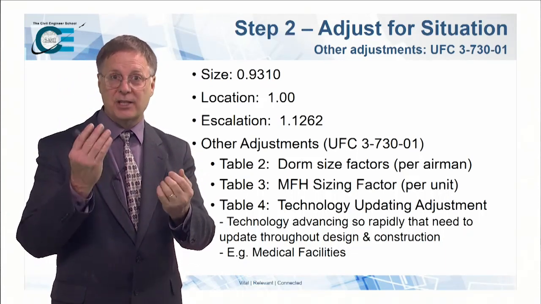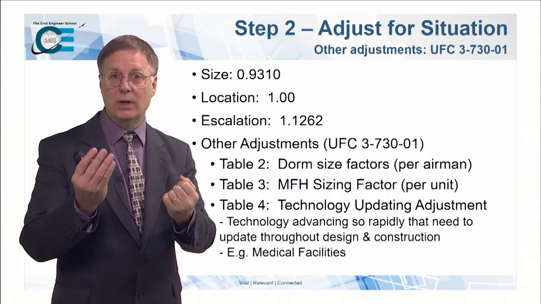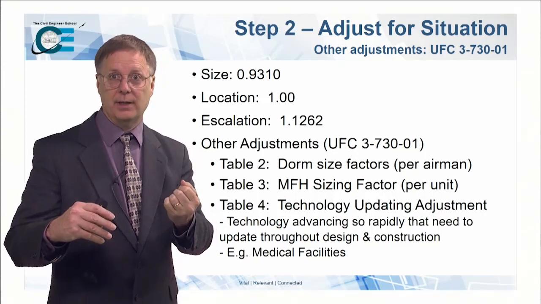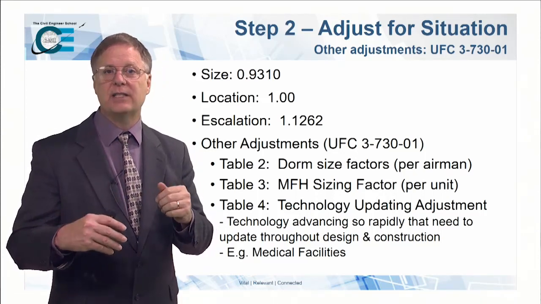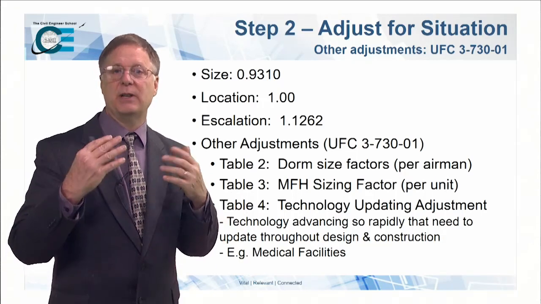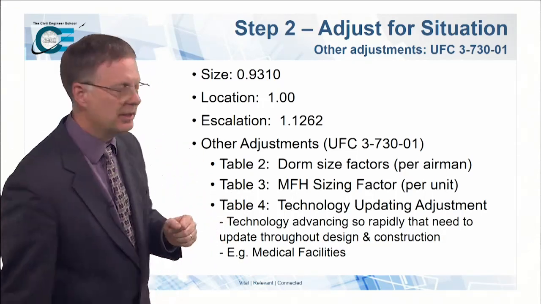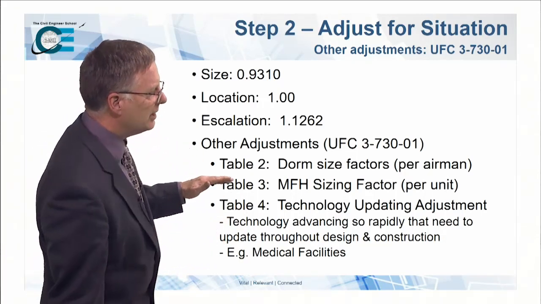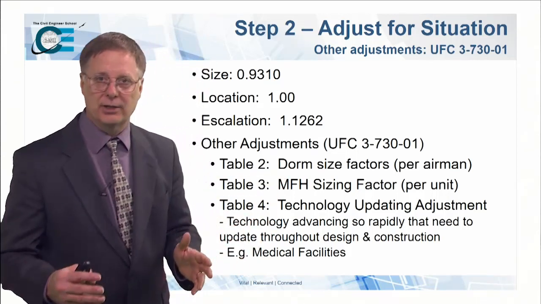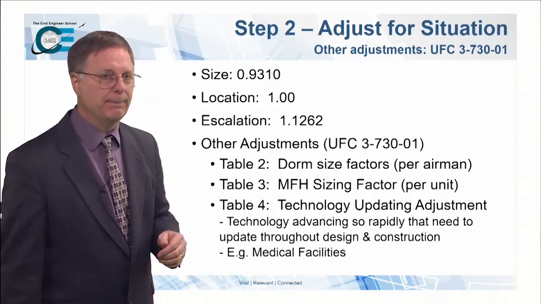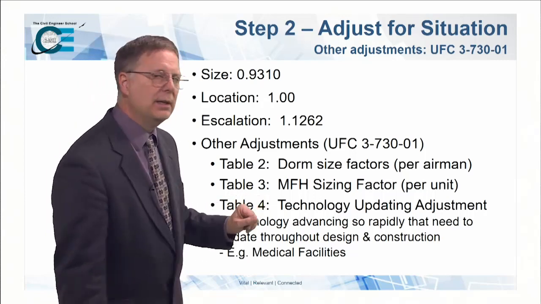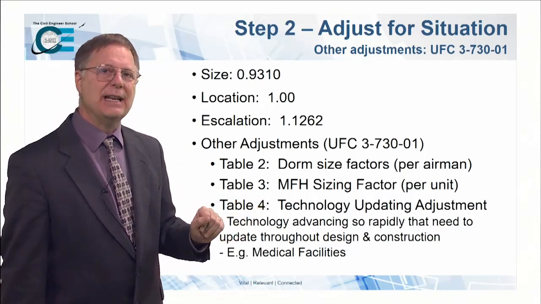Remember this. 70101 is the one that's got all the cost data. 73001 is the process. It shows you some of the tables, but it's primarily the process of how you do this. You can go to table 3 if you've got housing, so you can talk about the price per unit. Table 4 says we've got a technologically advanced facility.